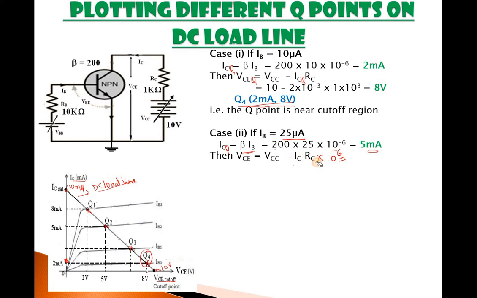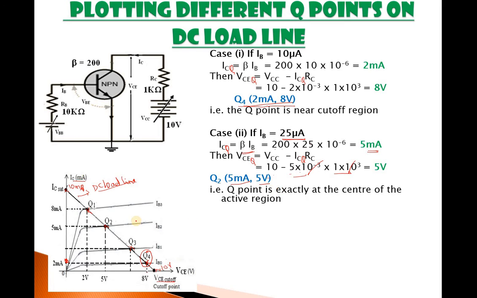For this VCEQ, let me write VCEQ is equal to VCC minus ICQ RC and then substitute the values. 10, 5 milli and 1 K. As it is, milli and kilo get cancelled, it becomes 5 ones are 5, 10 minus 5 is 5 volt. So the Q point is 5 milliamps and 5 volt. That means this value will come exactly at the middle because half of 10 is 5, half of 10 is 5. So this is the second Q point that I am showing here.